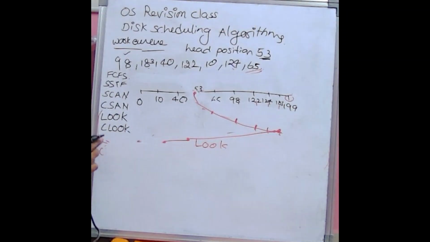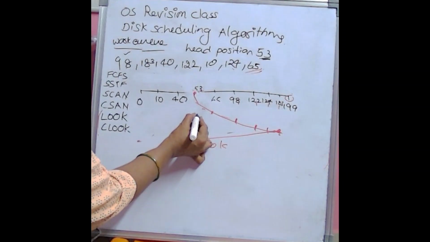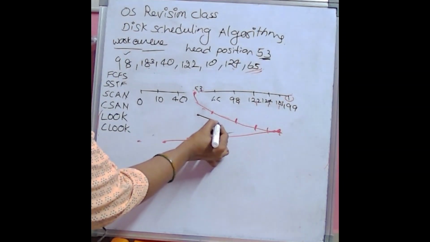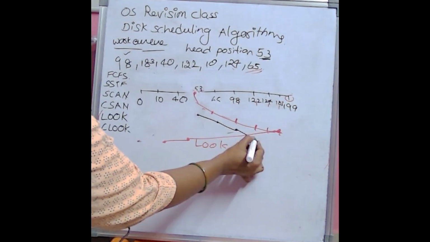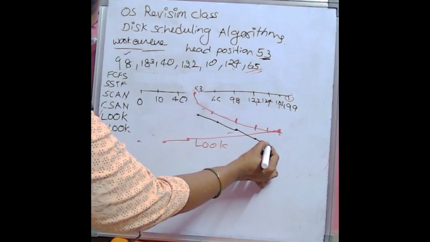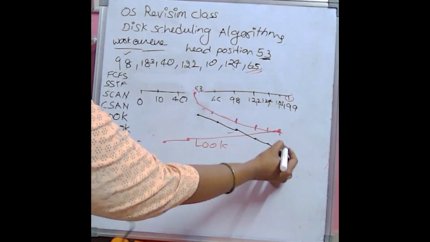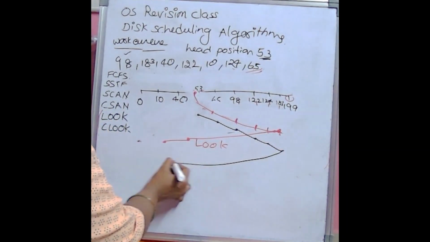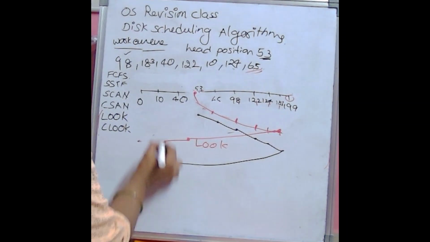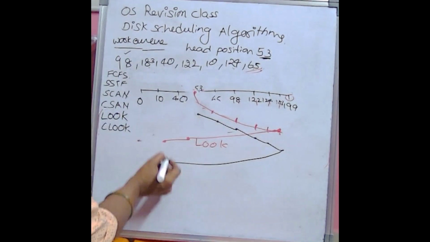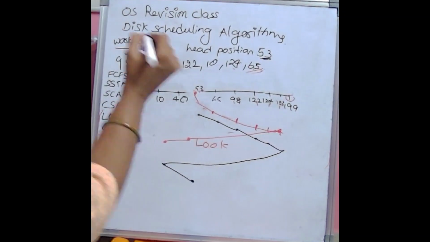Again, C-look. It follows the concept of C-scan, but it is not a circular one. According to C-look, current head position 53, 65, 98, 122, 124, 180, 183. After that, it will come back to 10, the first request in the other direction, and then move to 40.